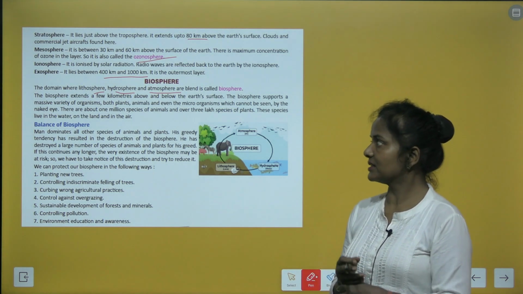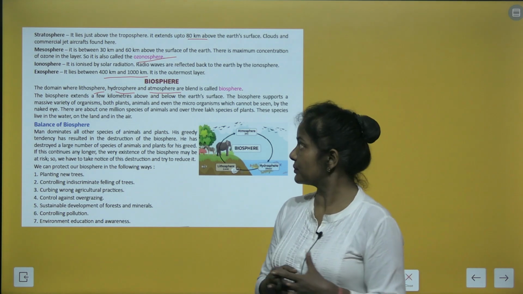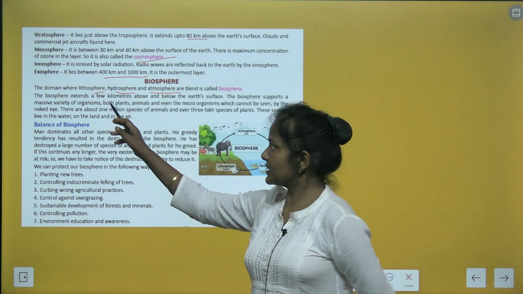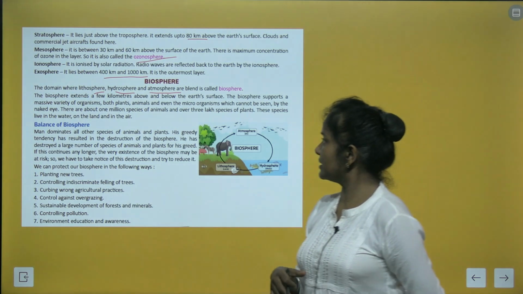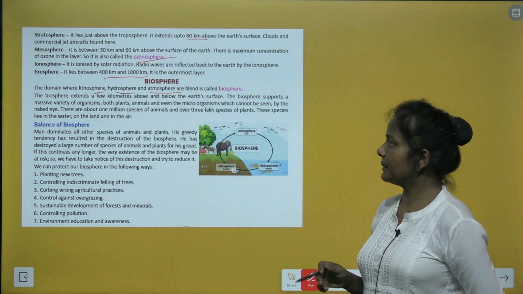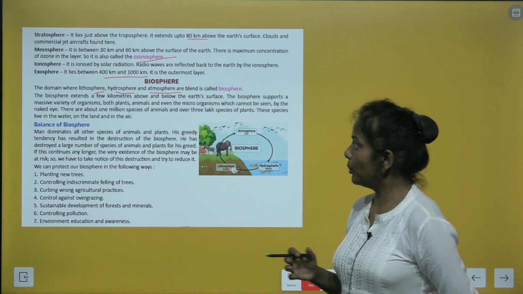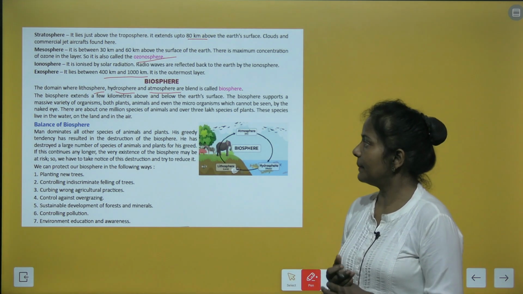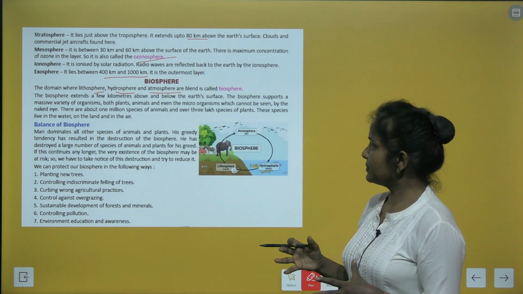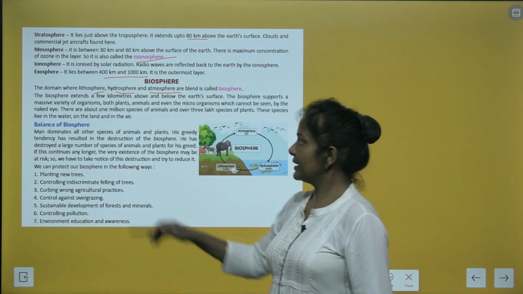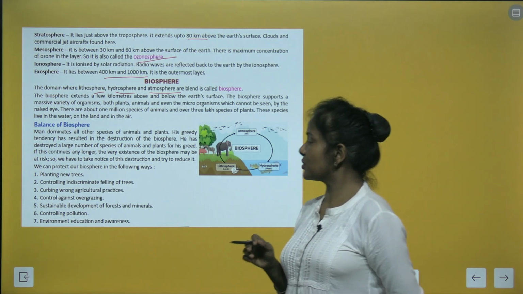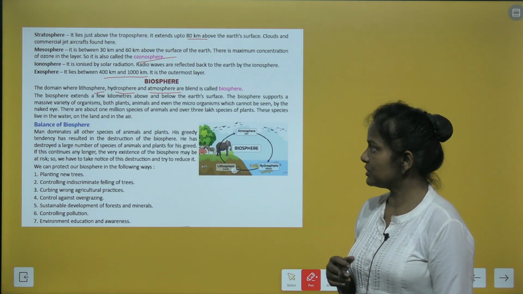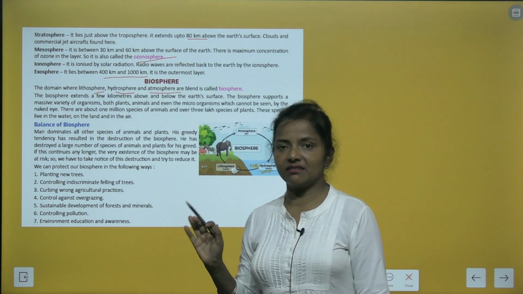अभी हमने शुरू में पढ़ा था कि जहाँ पे लिथोस्फीयर, एटमॉस्फेयर और हाइड्रोस्फीयर मिलते हैं वहाँ फॉर्म होता है बायोस्फीयर. The biosphere extends a few kilometers above and below the Earth's surface. The biosphere supports a massive variety of organisms, both plants, animals, and even the microorganisms which cannot be seen by the naked eyes. The biosphere सबको support करता है. There are about 1 million species of animals and over 3 lakh species of plants. These species live in water, on the land, and in the air.